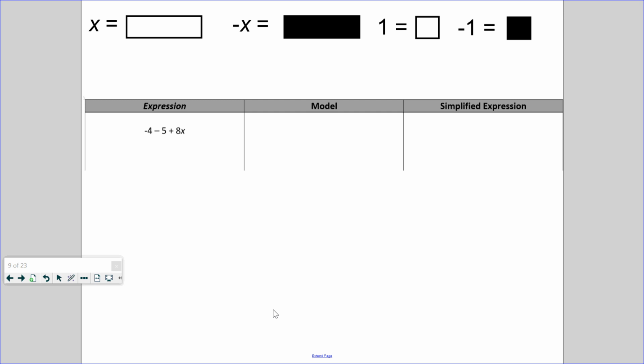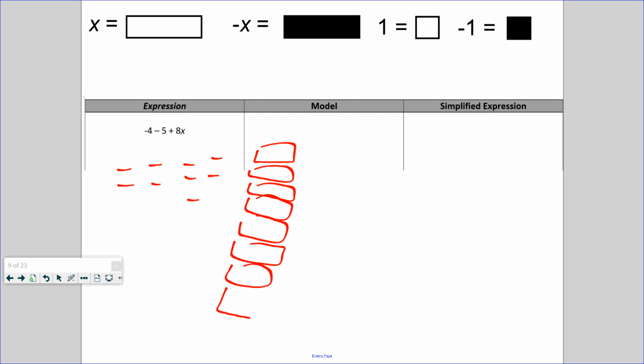All right, next one. So negative 4, instead of using this, I'm going to just draw a negative sum sign. Minus 5. What's another way to say minus 5? Is it positive or negative? Minus 5. If you take a 5 away, it's like negative. Plus 8x's. 1, 2, 3, 4, 5, 6, 7, 8.